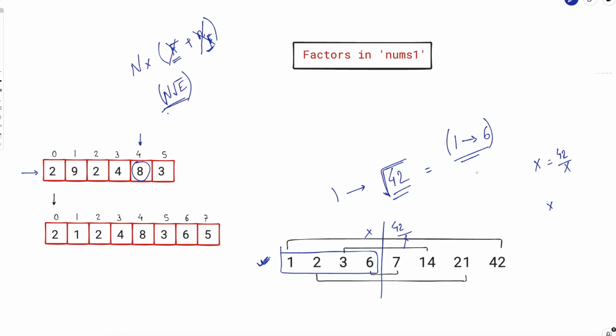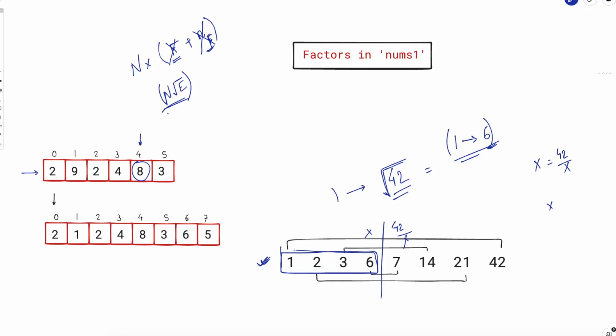So let's go over 1. 1 is a valid factor because 42 is divisible by 1. Let's try 2. 42 is divisible by 2, so 2 is also a valid factor. Similarly, 3 is also a valid factor. 4 will not be a valid factor because 42 is not divisible by 4. Now 5 is again not a valid factor for the same reason. 6 is a valid factor. And now we'll stop because that's what we wanted to iterate upon. So from 1 to 6, we got these 4 numbers.